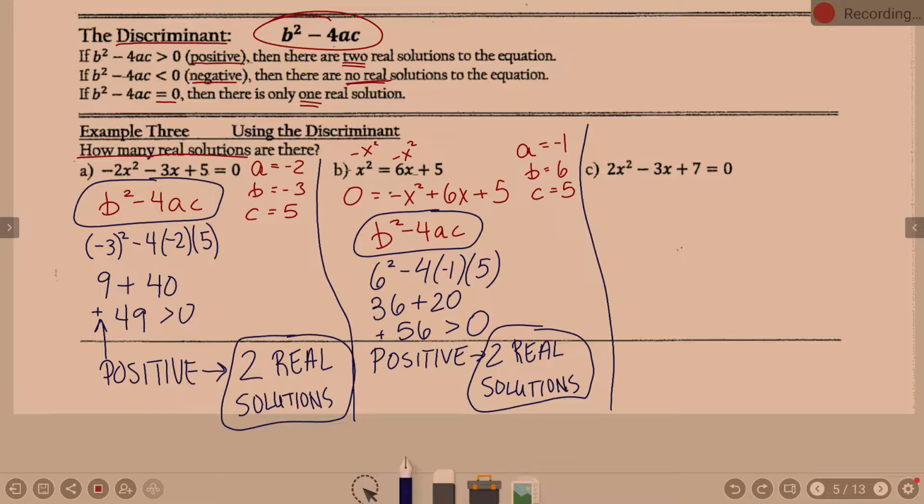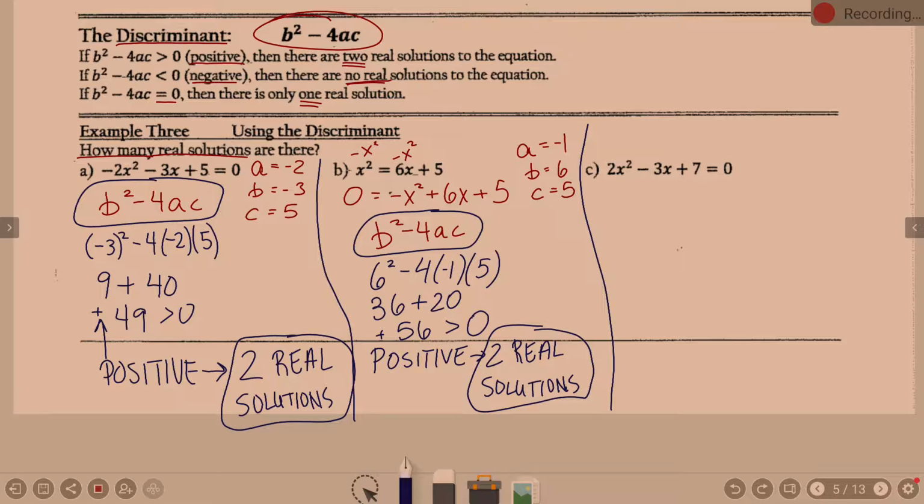I like this one better than the quadratic formula. The thing is, it's not giving us the answers. But if it's just asking you how many solutions, that's what we're doing here. We have a test for that.